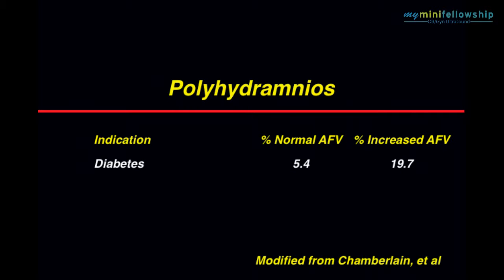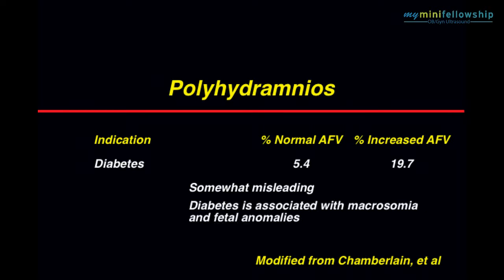If you look at diabetes, for example, in Chamberlain's data, again, there's a lot more fetuses of diabetic mothers in the increased amniotic fluid group as a percent. Okay, clearly the vast majority of women with diabetes, their fetuses have perfectly normal amount of fluid, but percentage-wise, you can see the difference. Now, I consider this somewhat misleading because diabetes is also associated with macrosomia and fetal anomalies, and my preference is to separate rather than lump them together under diabetes.